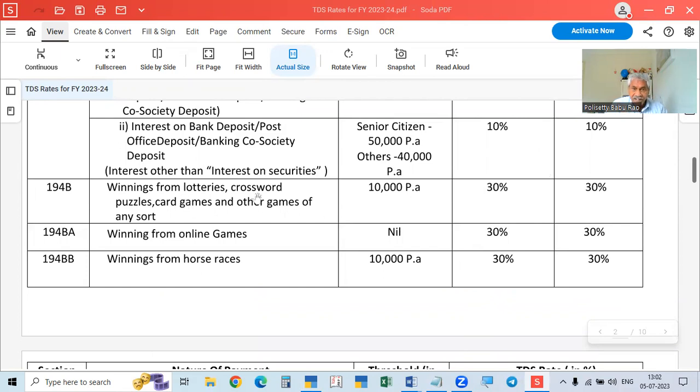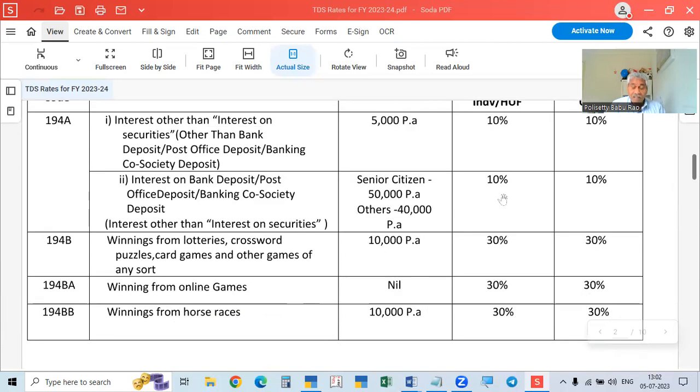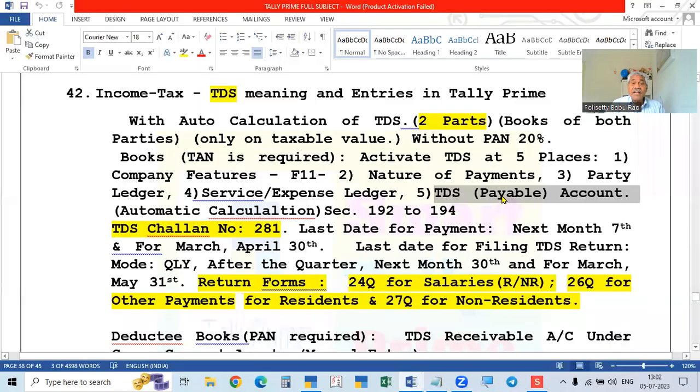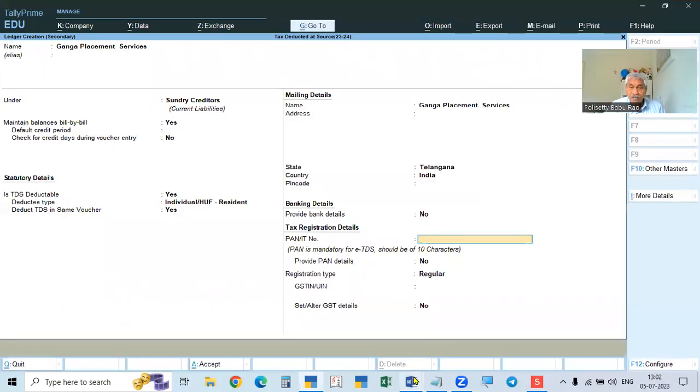These are lotteries, winnings from crossword puzzles, winnings from online games, winnings from horse races. For these the tax rate is 30%. For this, 30% is fixed. But for others, anything less than 30%, even less than 20%, the rate will be 20% if there is no PAN card. So I have to give the PAN card.